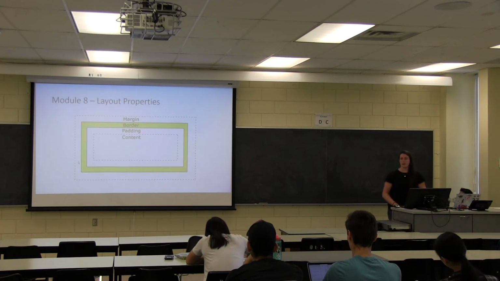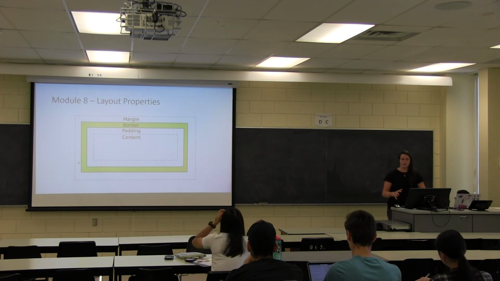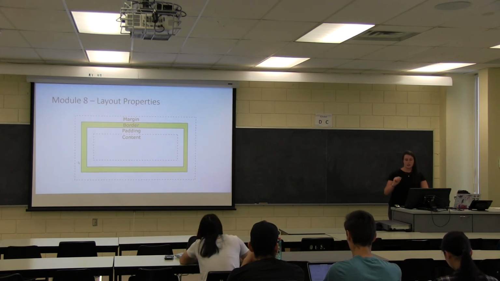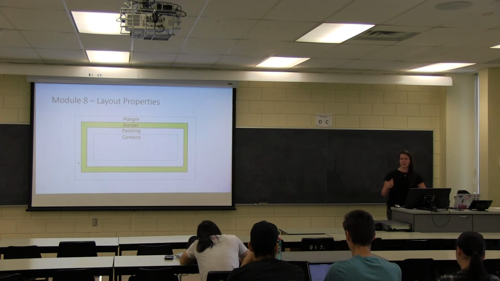Another important thing that we talked about in Module 8 is the layout properties of a web page. So it's important to know the order and how you can manipulate each of these properties to improve the style and appearance of your web page. So from the middle outwards, you have the content, and then in between the content and your border is the padding. So you can adjust the space. So all of your text, images, everything you include on your web page is in the content. So you can adjust the space between your text and web page properties by adjusting the padding.